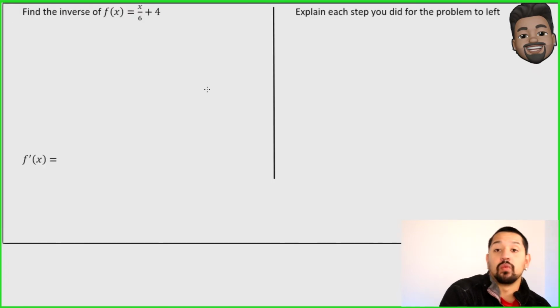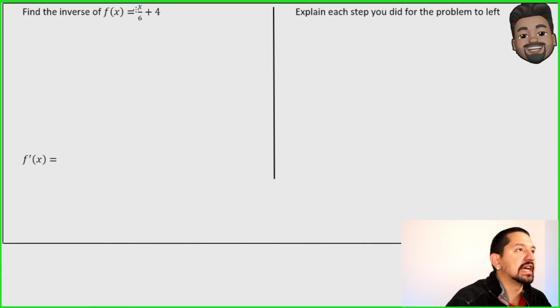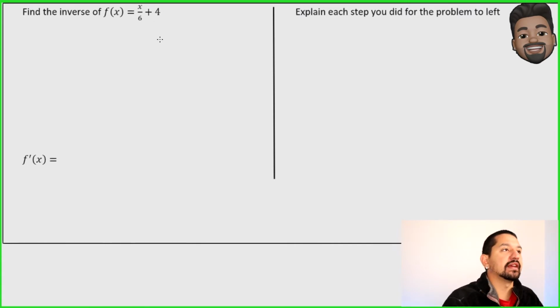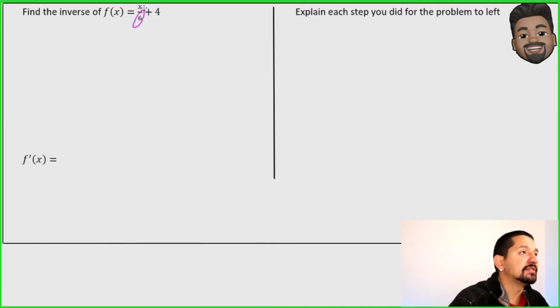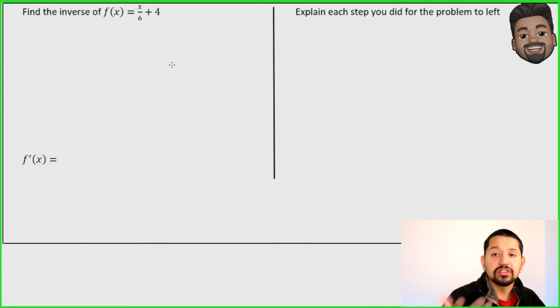Okay, let's go ahead and try one more that's a little bit more complicated. So we want to find the inverse of f of x equals x over 6 plus 4. Well, just thinking this through without even doing anything. If this adds by 4, what should my inverse do? Subtract by 4. If this divides by 6, what should my inverse do? Multiply by 6. So let's find the inverse and see if it all comes together.